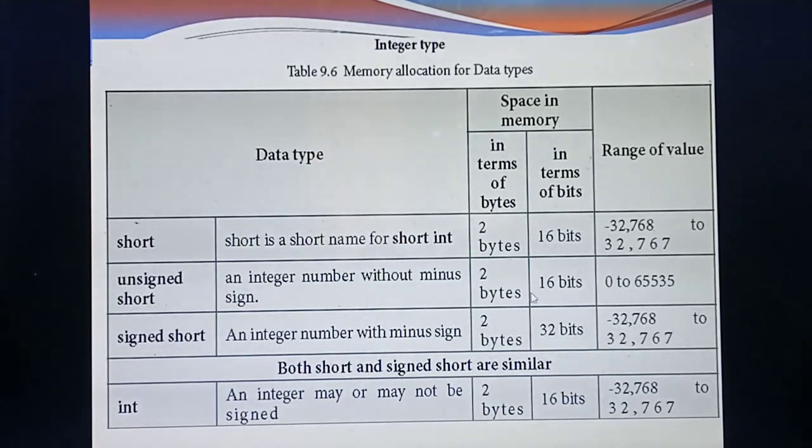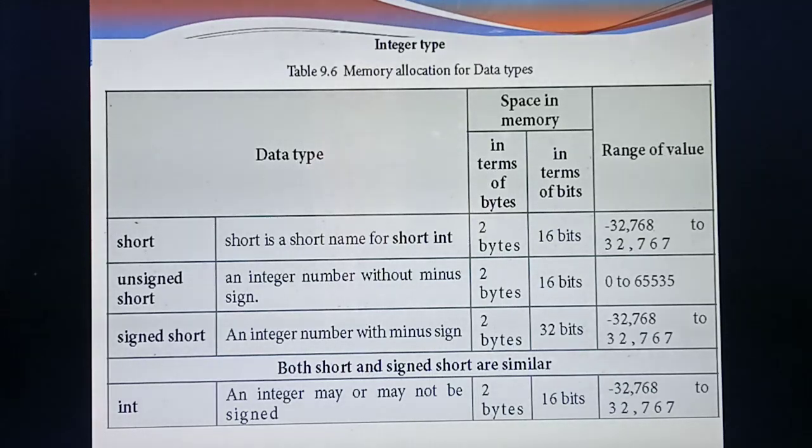So, unsigned short also will require how many bytes? 2 bytes. 2 byte means 16 bits. So, next one is signed short. Signed means a sign is there, that means positive or negative sign. A number or integer with sign we are calling as a signed short. That means the integer with minus sign we are calling as a signed short. Understand what you mean by signed short? A number or integer with minus sign.